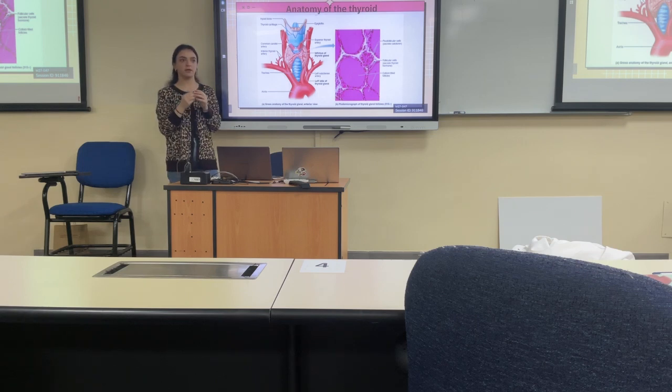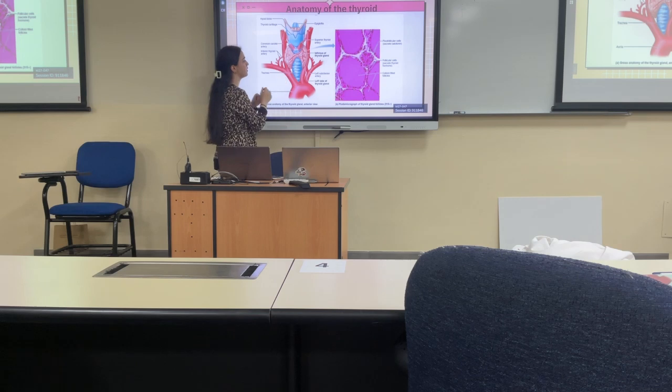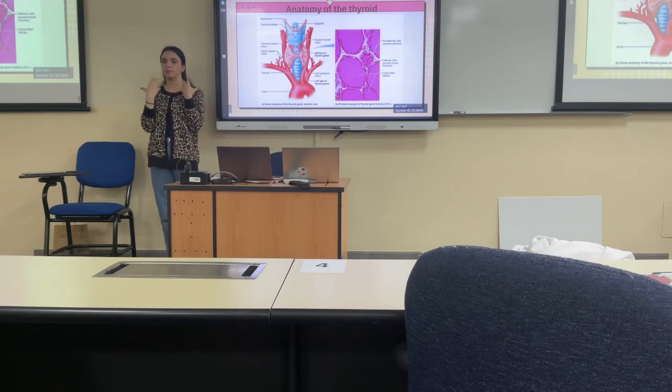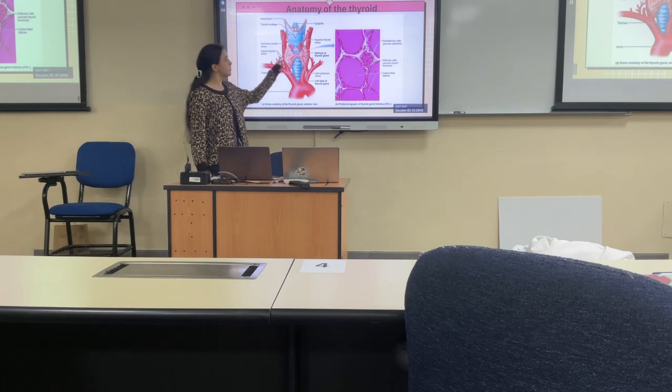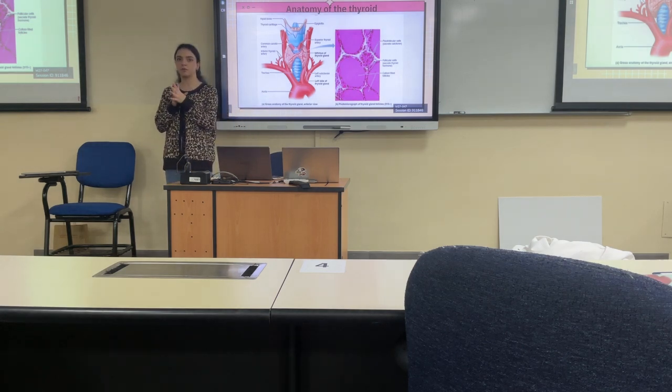It's richly vascularized with the inferior and the superior thyroid arteries. That's why any surgery there could be very bloody. A lot of blood is going to get out. The thyroid gland is the only pure endocrine gland that we have in our body. Do you guys know why?